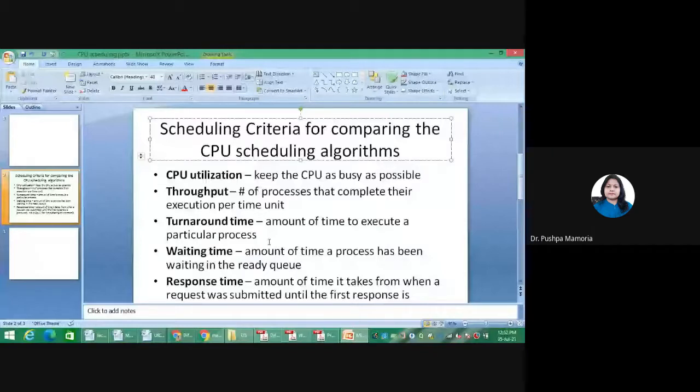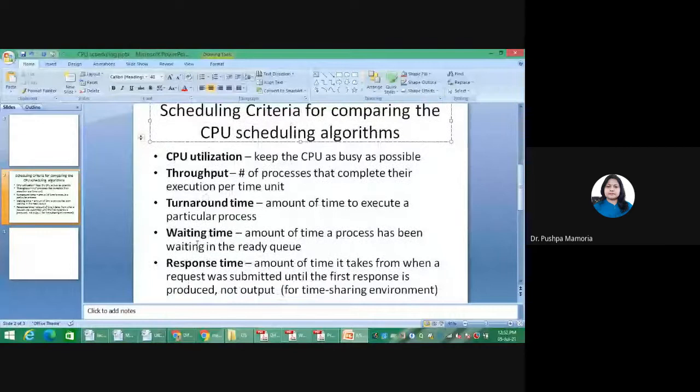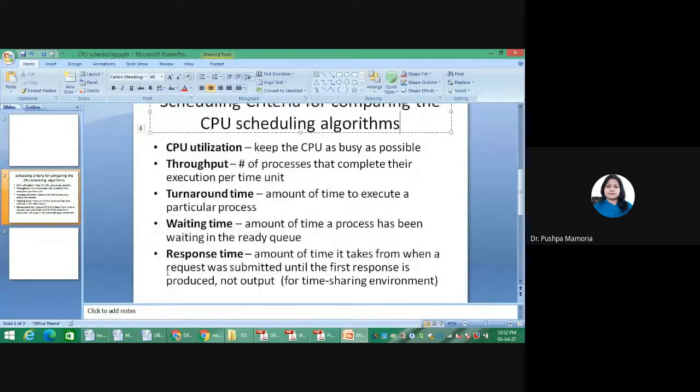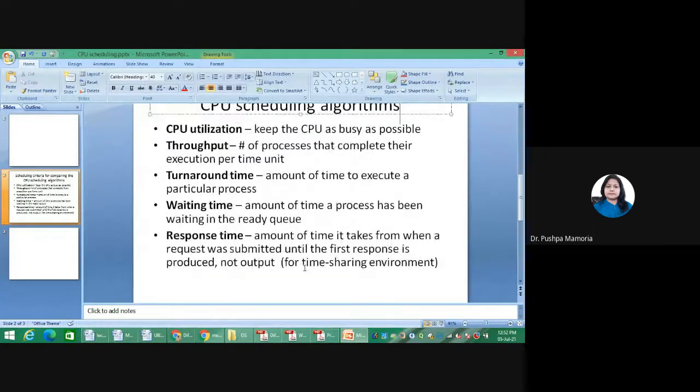Now the next is waiting time. So the waiting time is what? The amount of time a process has been waiting in the ready queue. That is the waiting time. Then the next is response time. So response time is the amount of time it takes from when a request was submitted until the first response is produced, right? Not output. So that is the response time.